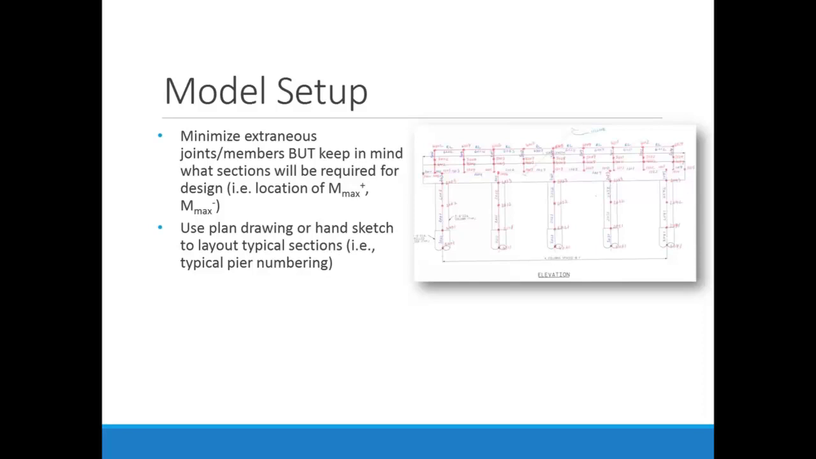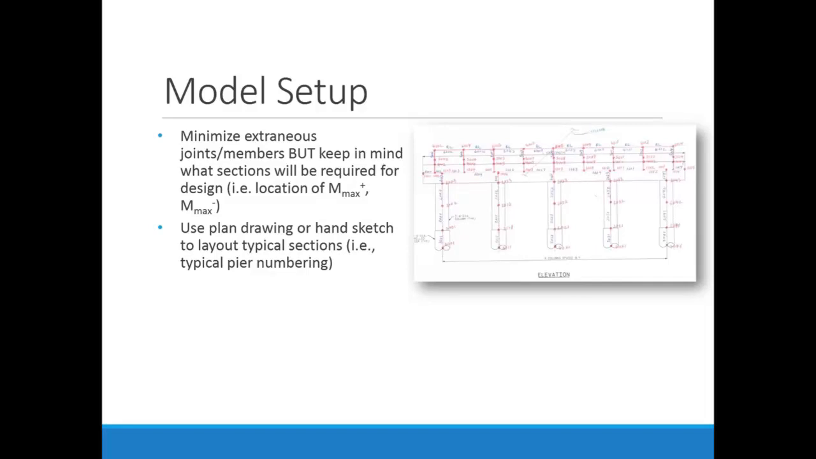Another thing you should keep in mind, and I'll say this over and over again, is to keep everything as simple as possible. You want to minimize the number of joints. You don't want extra joints. But you also need to keep in mind that you might need to get forces at certain locations. So while you're trying to minimize the number of joints in your model, also keep in mind where you might want to pull results from. For instance, where is the location where you're going to find your maximum positive bending, your maximum negative bending, or your shear force?